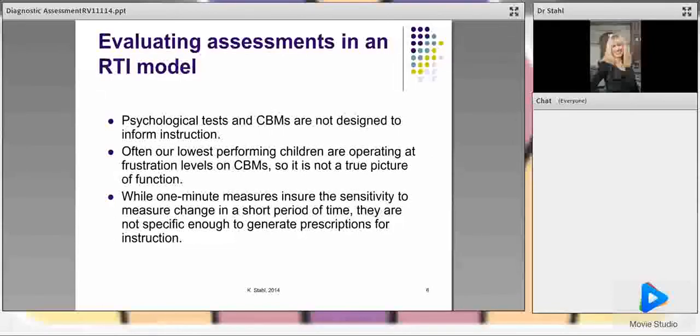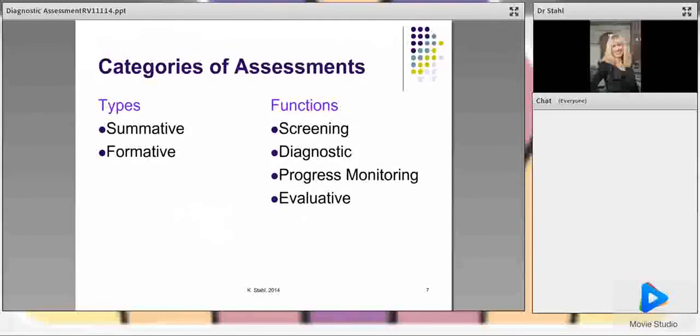On the other hand, those 1-minute assessment measures, those CBMs, really do ensure the sensitivity to identify change that occurs within a very short period of time. And so that is really one of the important values of using CBMs as a progress monitoring tool. But they are not specific enough typically to generate prescriptions for instruction. And so we'll talk in more detail today about the kinds of assessments that will enable you to do that.